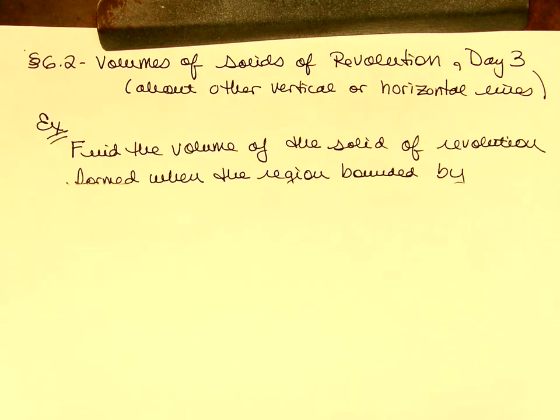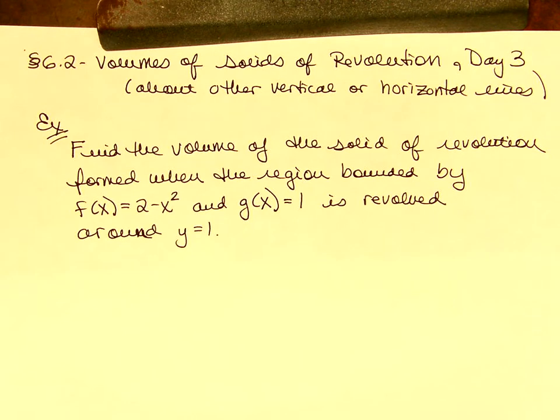For our first example, we're going to find the volume of the solid of revolution formed when the region bounded by f of x equals 2 minus x squared and g of x equals 1 is revolved around y equals 1. Maybe pause the video for a moment so you can copy that down.